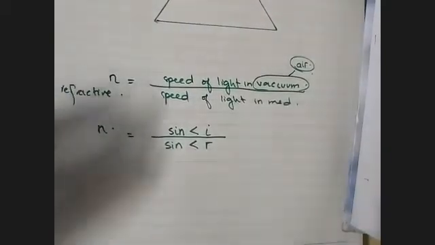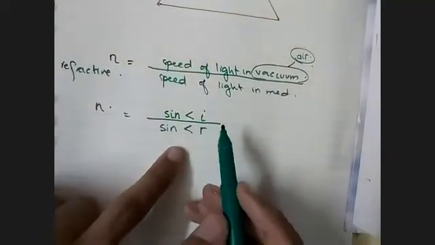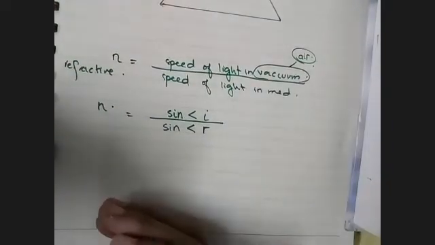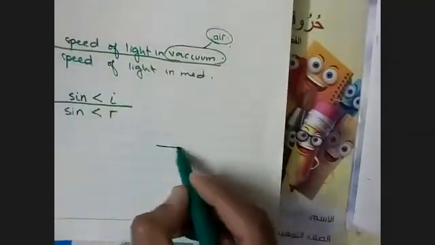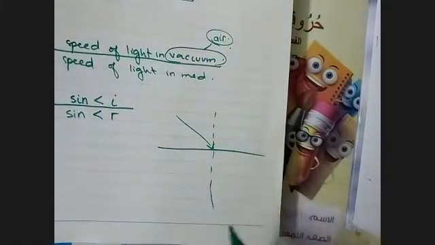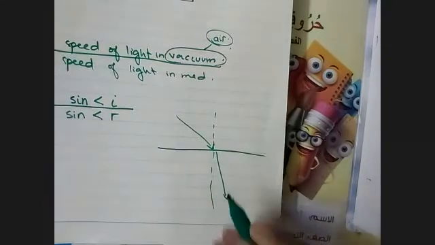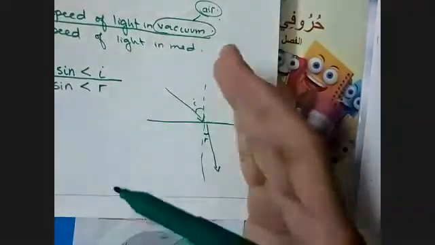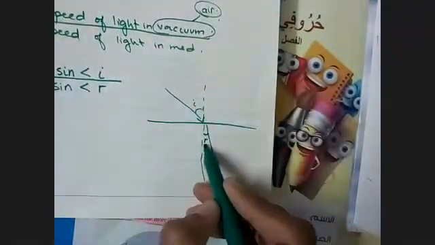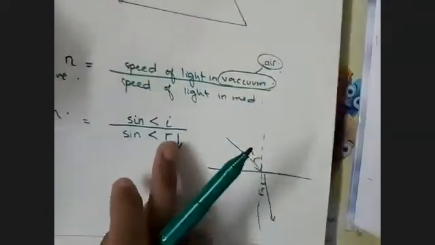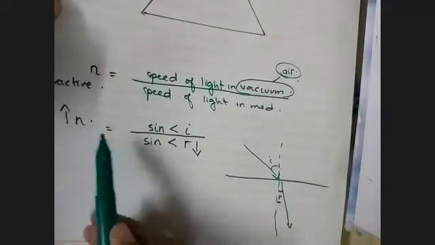So, the more the light slows down, what would happen to the angle of refraction? See, if this is the incident ray and this is the normal, the more it slows down, the smaller the angle of refraction would be, right? The more it bends, the smaller the angle of refraction would be. So this would be small. If this is small, this will rise because they are inversely proportional.